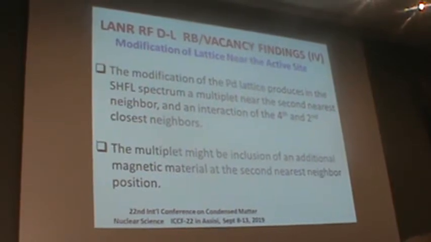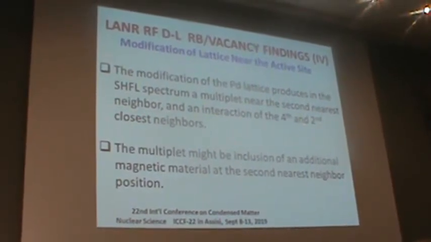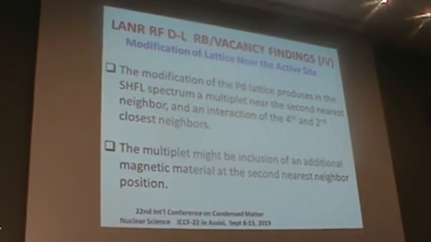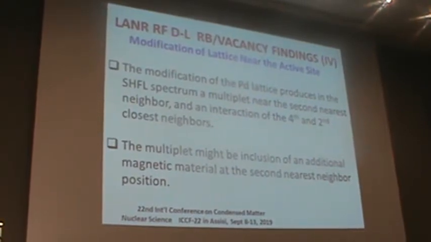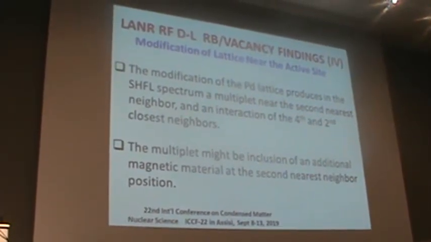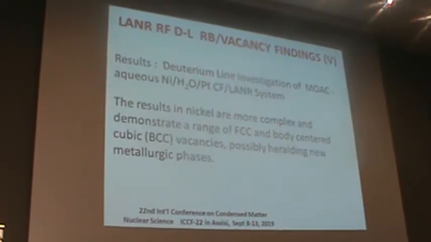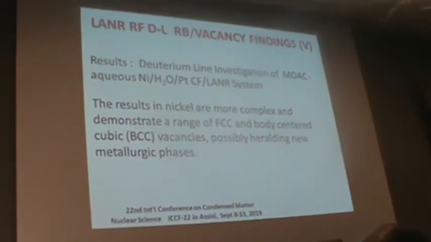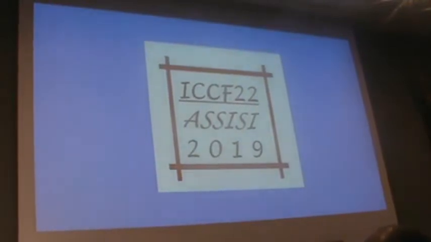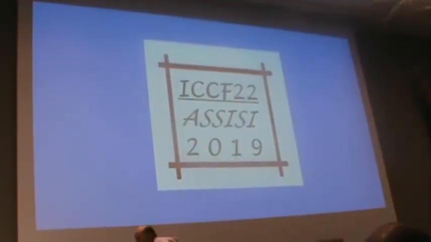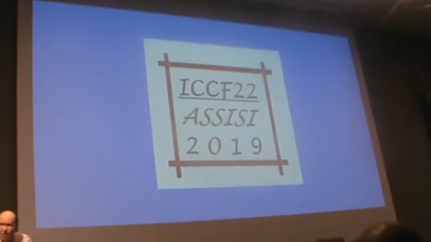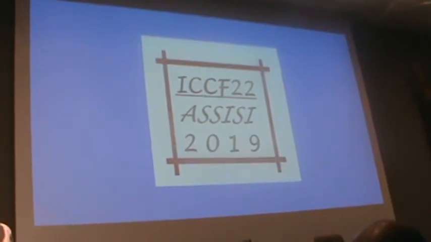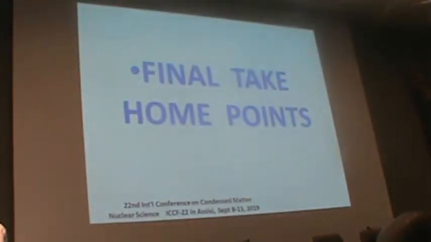We need an answer for why there is a change in the second closest neighbor and what it is. Something happens within the palladium, and that multiplet may be a result of an inclusion of an additional magnetic material or an interaction between the second and fourth closest neighbors. In the MOAC, which is an ordinary water nickel system, we also find a change. What we find is that with the nickel, we get something totally unexpected. It's not what we see for normal nickel. There is a change within the nickel requisite.